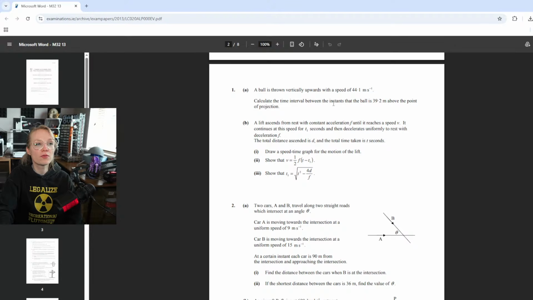A ball is thrown vertically at a speed of 44.1 meters per second. Calculate the time interval between the instances the ball is 39.2 meters above the point of projection. Usually question 1 is a nice question, really nice and easy, kind of slipping you in. It's about equations of motion, throwing the ball up and throwing the ball down. You can get a quadratic for time and get it out that way.